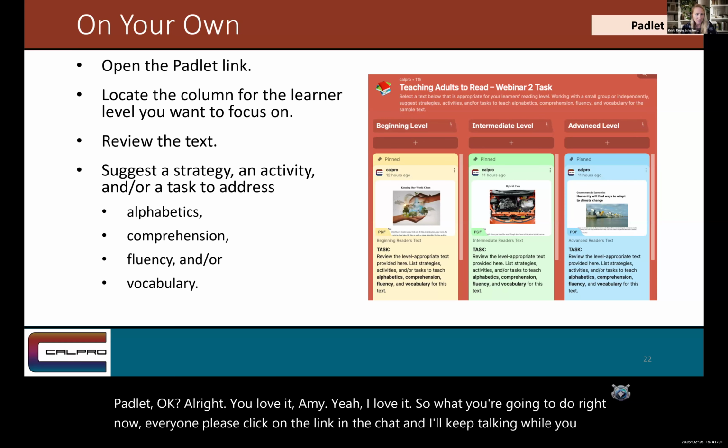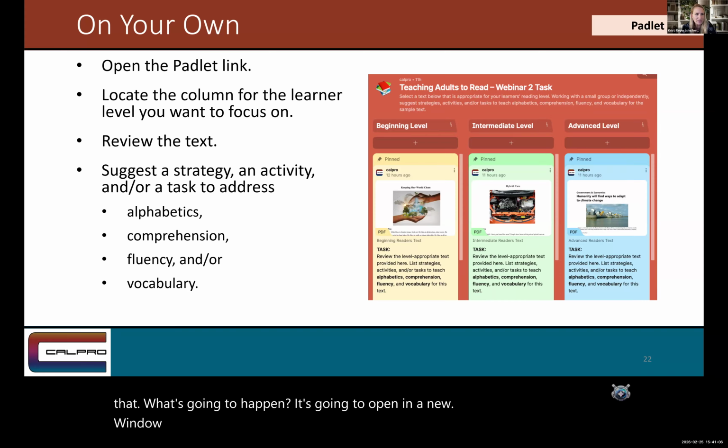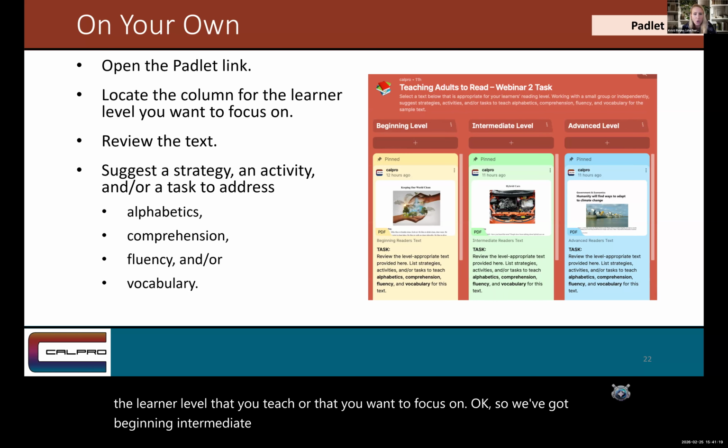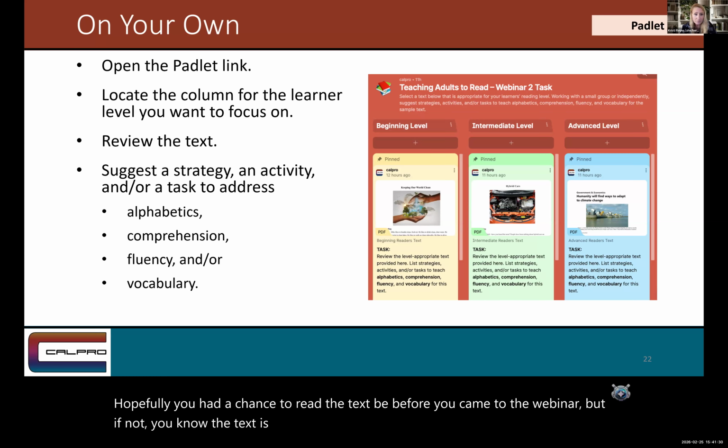It's going to open in a new window for you besides the Zoom screen, and you're going to locate the column for the learner level that you teach or that you want to focus on. Okay, so we've got beginning, intermediate, and advanced. I teach advanced. Hopefully you had a chance to read the text before you came to the webinar, but if not, the text is included there. Okay, and you can see the text.